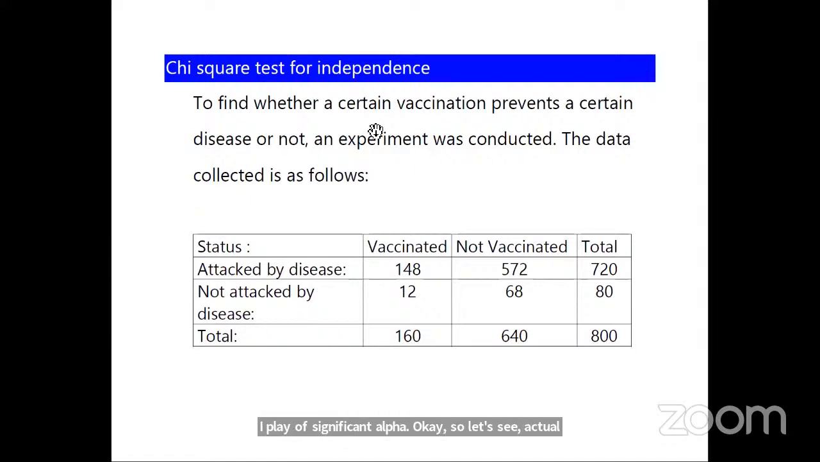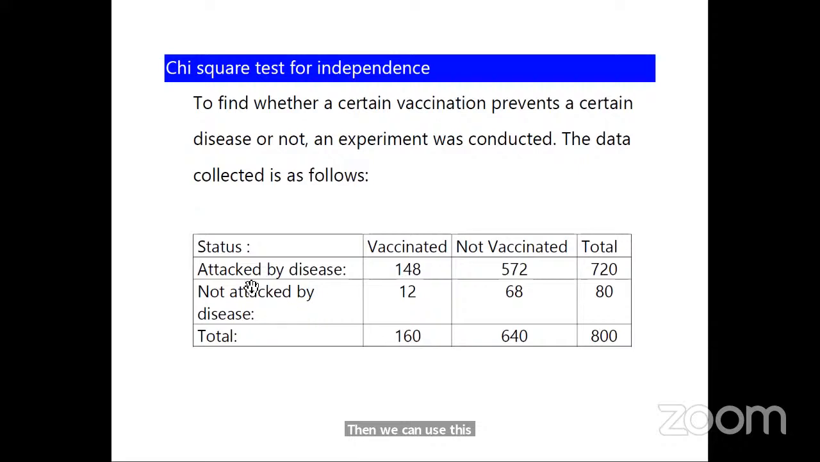To find whether a certain vaccination prevents a certain disease or not, an experiment was conducted. The data collected is as follows, isn't it? There are so many vaccines for so many diseases. As in the corona period also we have seen everybody get vaccinated. Okay, so was it really useful? So if the study is like that, then we can use this chi-square test for independence.